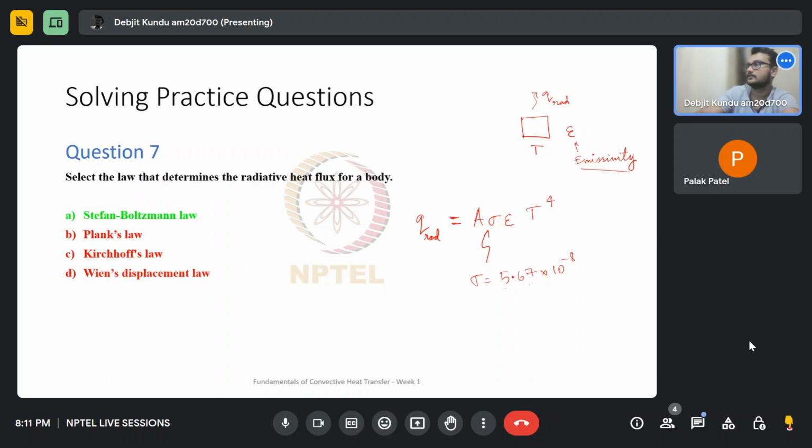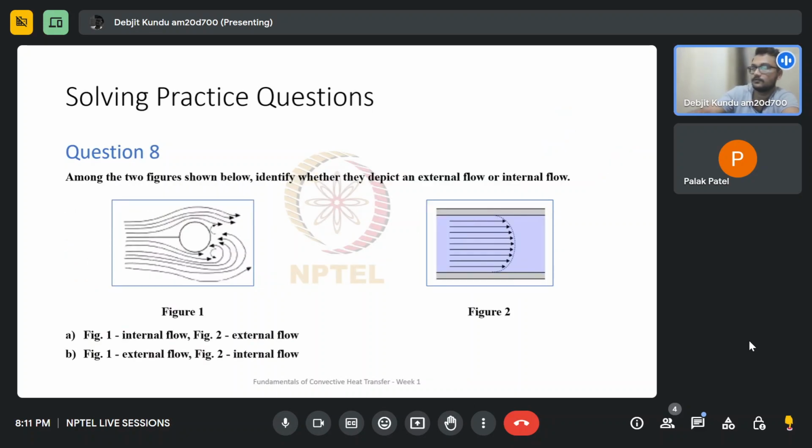Okay, good. So we will move along to question number 8 of today's session, which shows us two figures, and it's asking us, among the two figures shown below, identify whether they depict an external flow or internal flow. Option A is figure 1 showing internal flow, figure 2 showing external flow, and option B is figure 1 external flow and figure 2 internal flow.